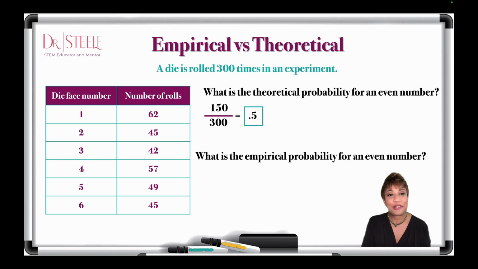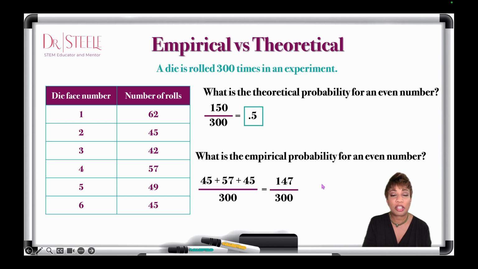What actually happened? So if we look at our table, we have our even number 2, we have 45 times. Our even number 4, 57 times. And our even number 6, 45 times. And again, it's still out of 300 rolls. And so when we add those all together, we get 147. And if we write that as a decimal, it's going to be 49 hundredths. So again, theoretical is in theory, empirical is what actually happens when you do the experiment.